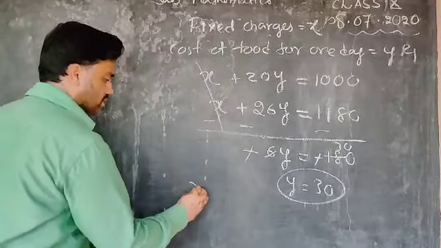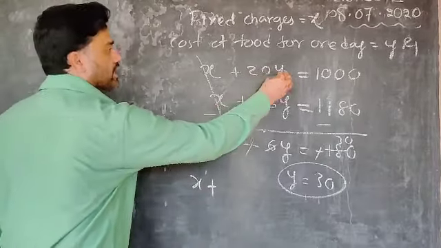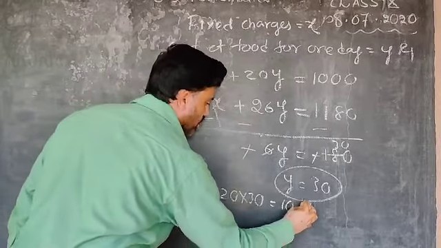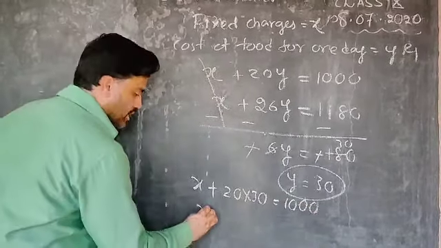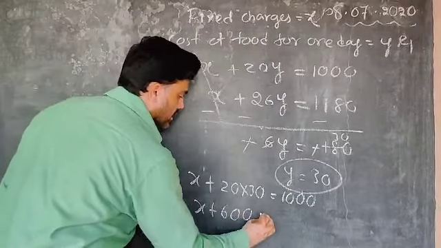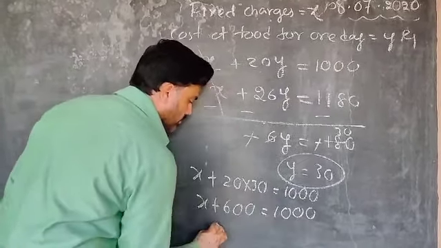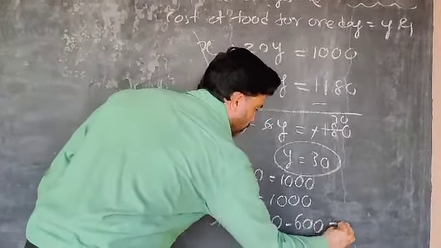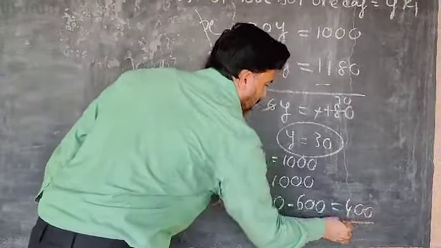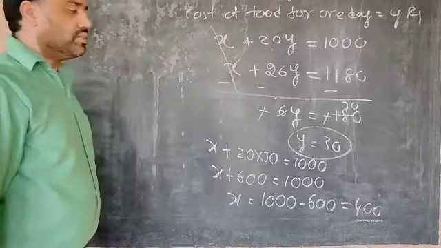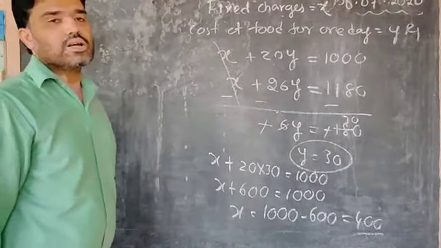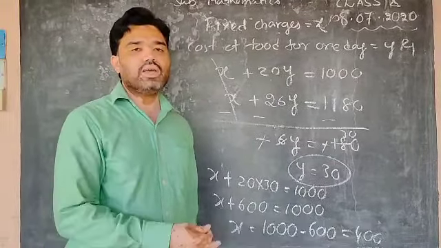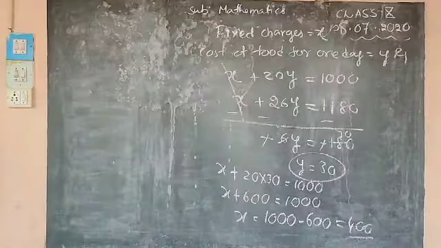Okay, now let us look at the first equation: x plus 20 into y. Y is 30, so 20 into 30 is how much? 600. So x plus 600 is equal to 1000. X is equal to 1000 minus 600, so 400. So the fixed charges for a month is 400 rupees, and the cost of food we take for one day is 30 rupees. Okay children, in this way we can solve the problem.